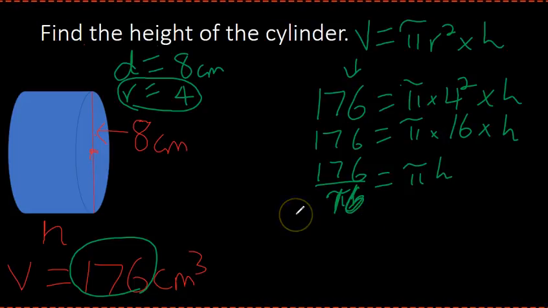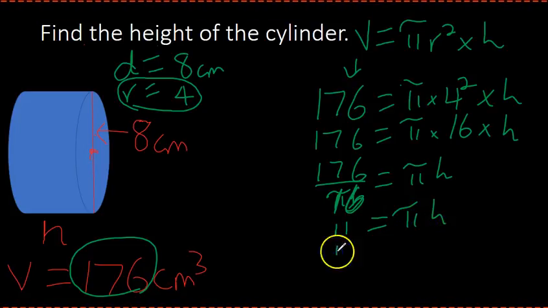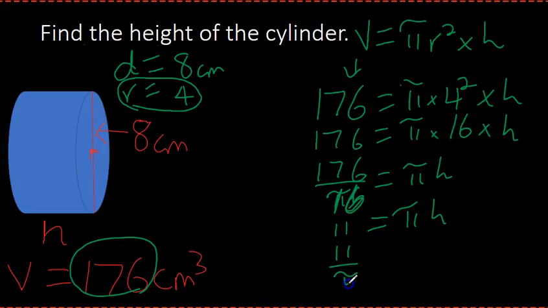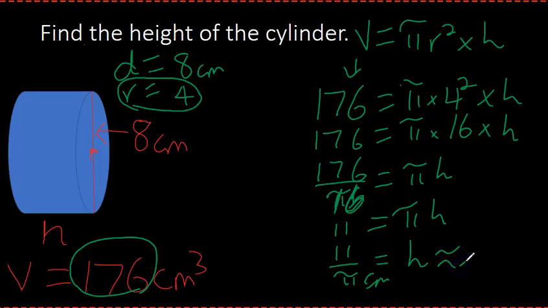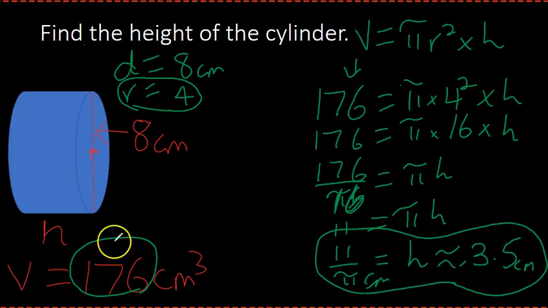176 divided by 16 comes out even, so it's 11. So 11 is pi times h. And then we can divide 11 by pi, so that's the actual height. And that's h, and it's in cm, and it's one dimensional, so we keep it like that. Approximately, we can plug into a calculator 11 divided by pi, and that should give us about 3.5 centimeter. That's the height of this cylinder.